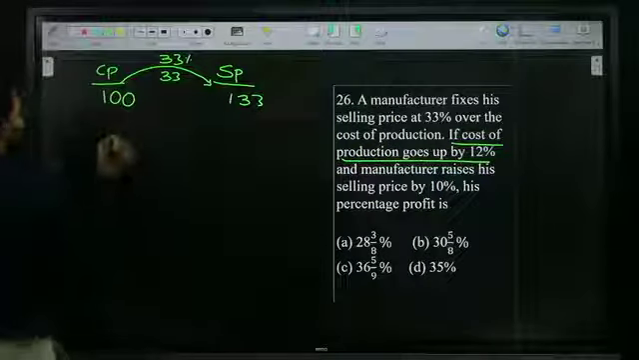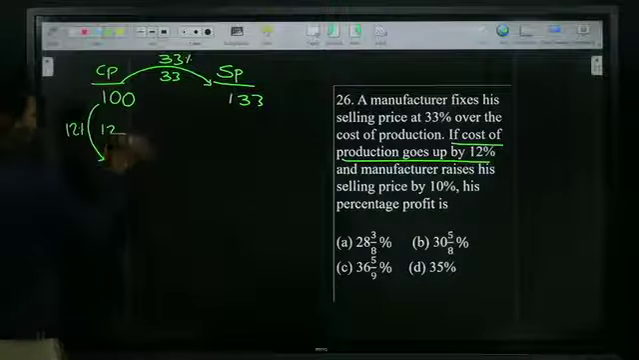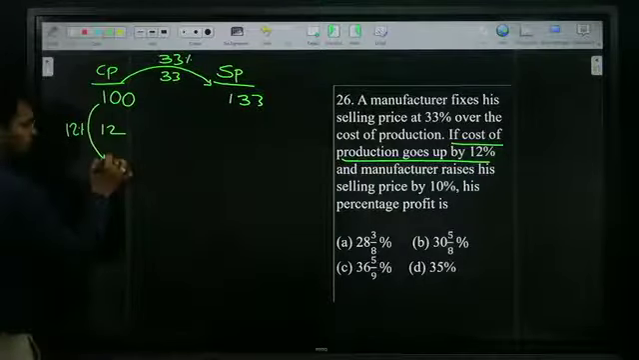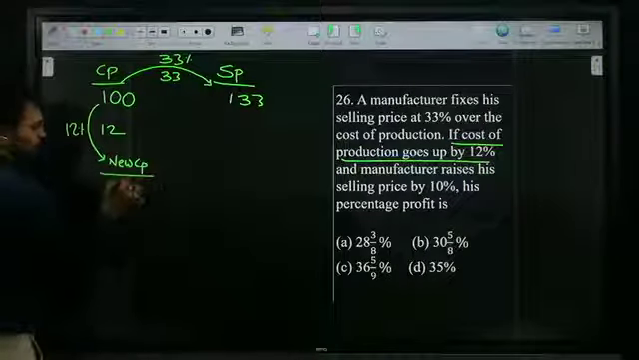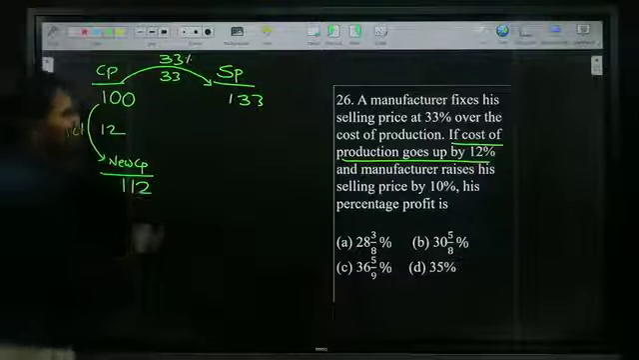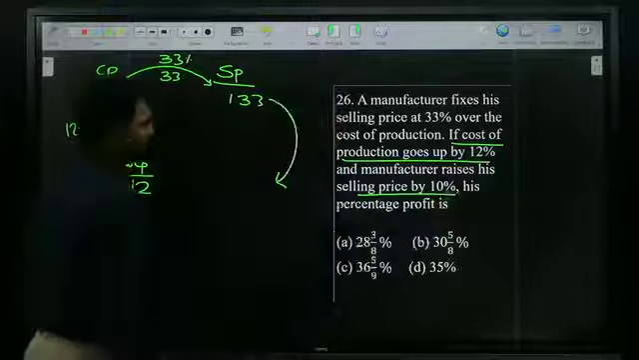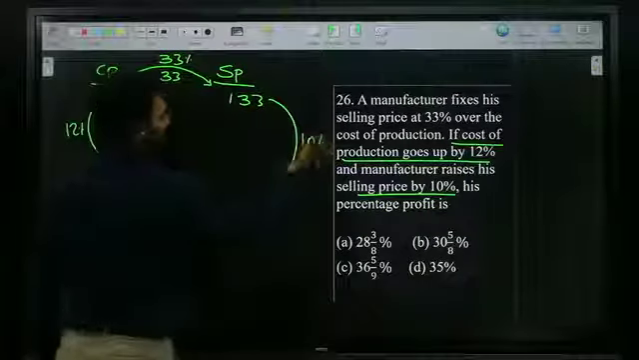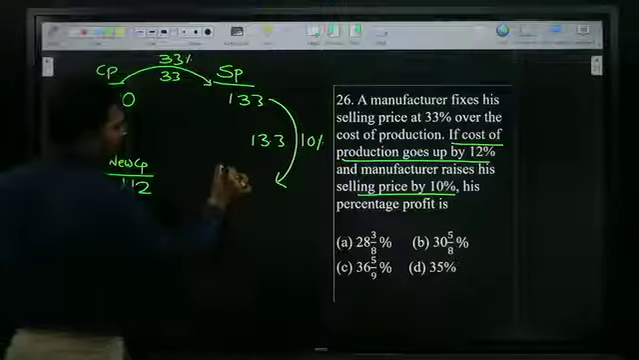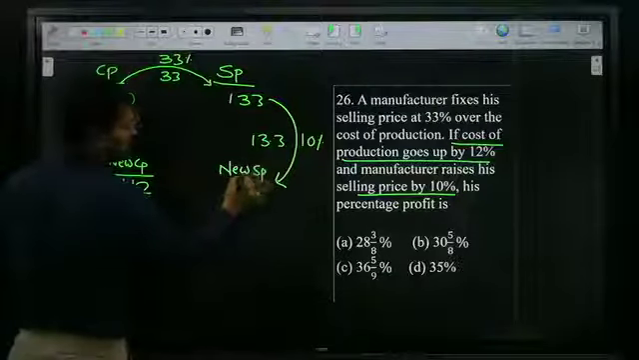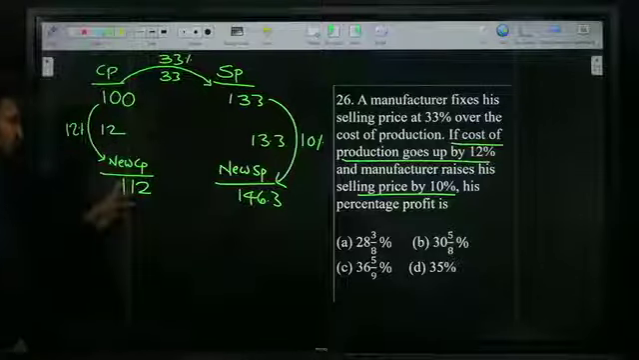if the cost of the production is increased by 12%, therefore 12% of 100 is 12. New cost price is 112. Selling price is increased by 10%. 10% of 133 is nothing but 13.3, and it becomes the new SP. New SP is 146.3. New CP is 112.